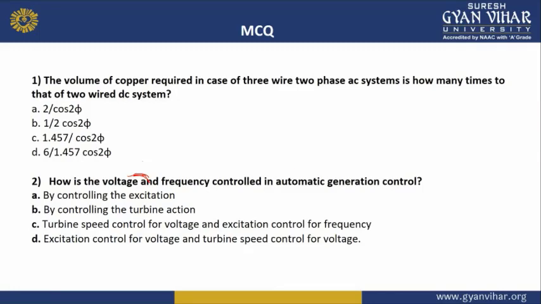By controlling the excitation, by controlling the turbine action, turbine speed controls for voltage and excitation control for frequency. This is wrong. So excitation control for the voltage and turbine speed for the... This is also wrong, I think. No, this is also wrong. None of the above. The speed control for frequency. Over here, it must become overhead frequency. Okay, then it is correct.